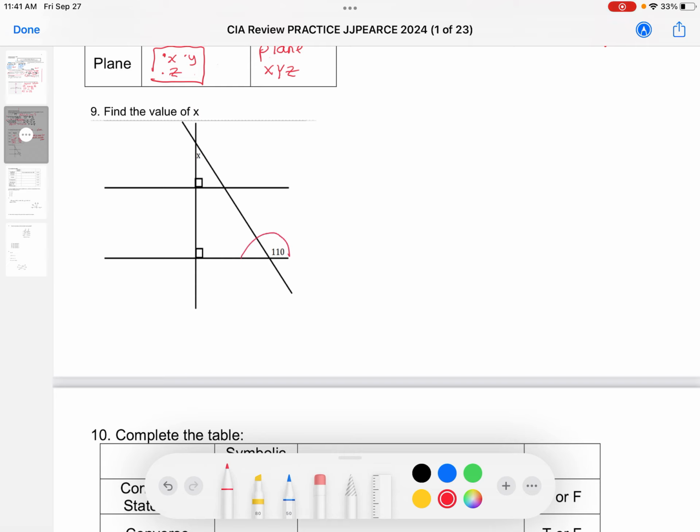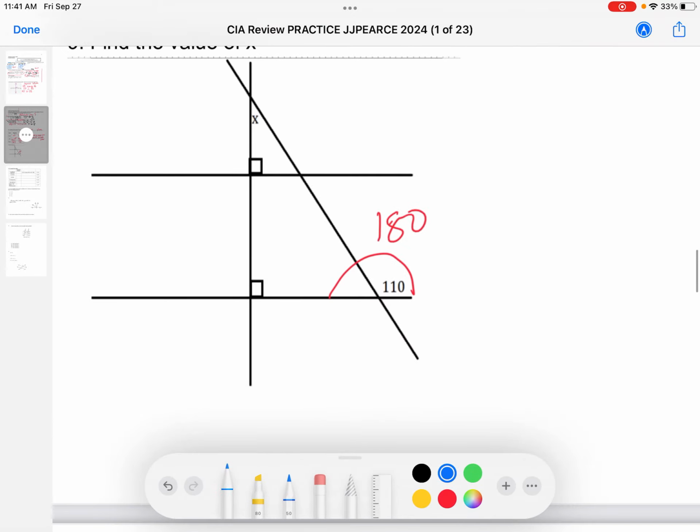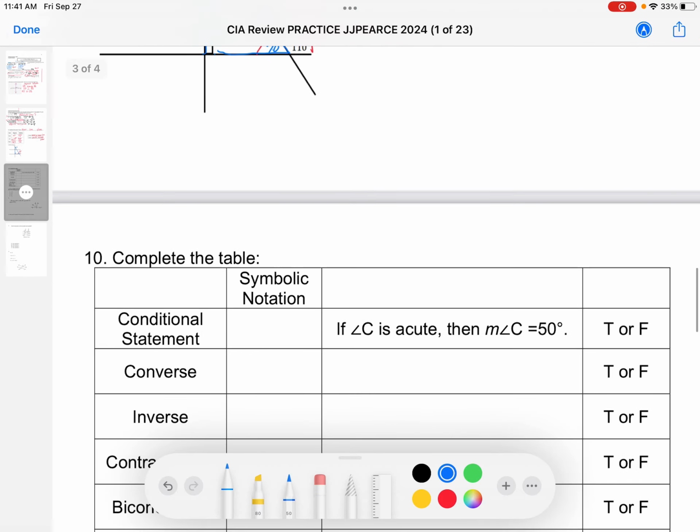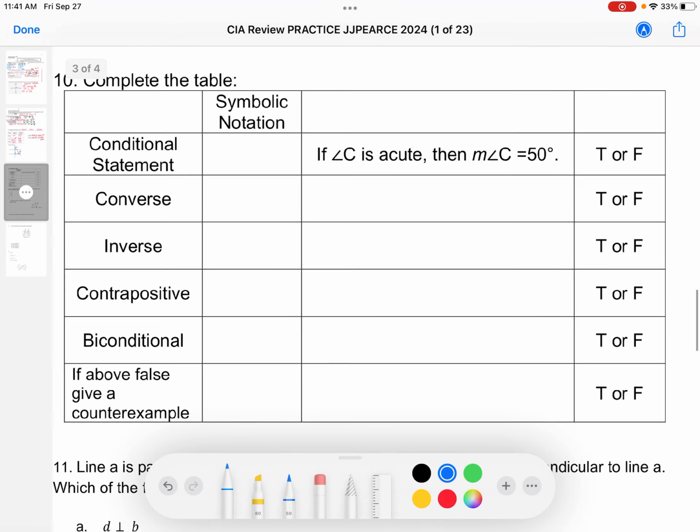Okay, so it says find the value of x. 180 is the total because those are a linear pair, so that makes this one 70. And if I use this entire triangle, this is 90. So if I do 180 minus 90 minus 70, x will equal 20. Okay, that's a quick way to do that one.